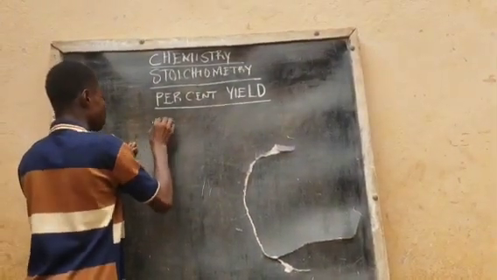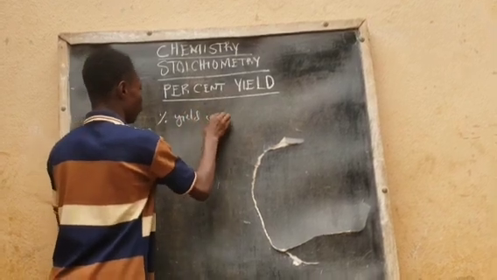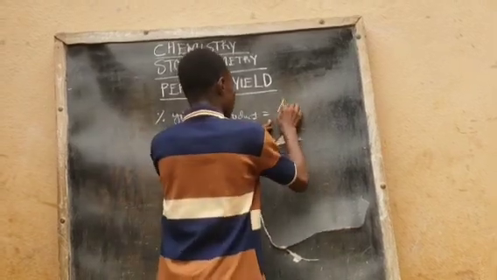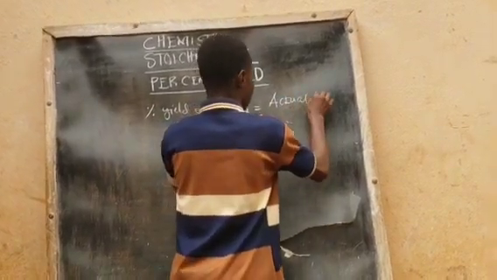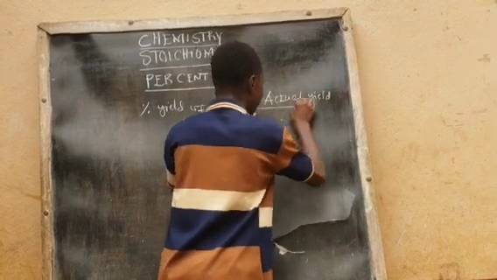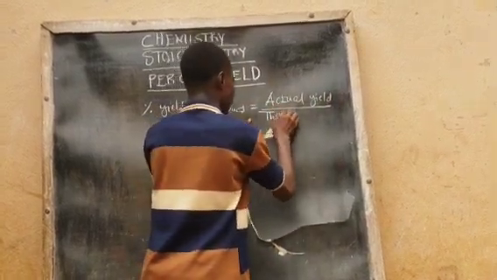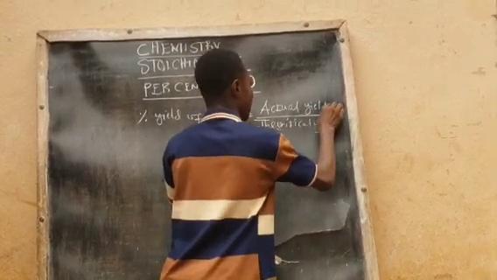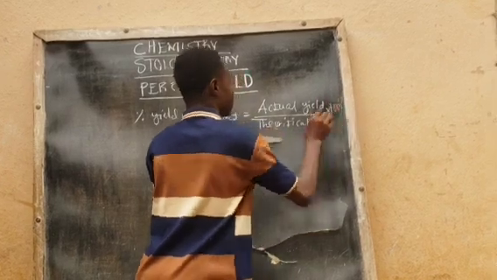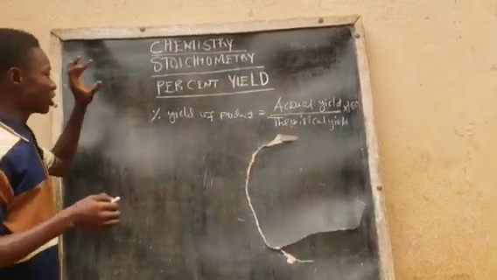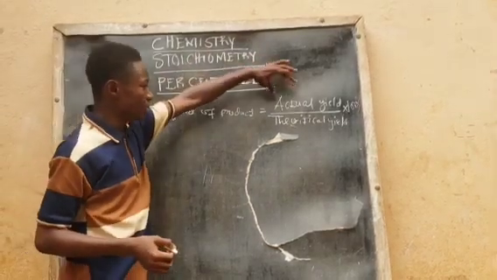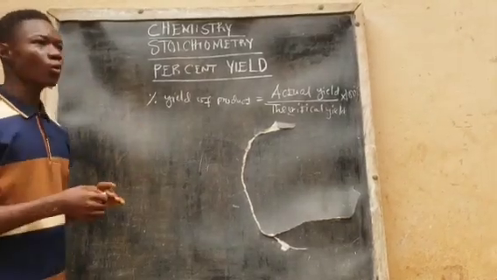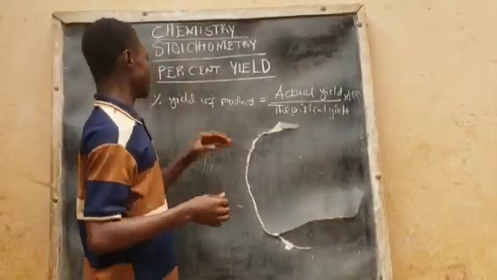Now, we say percentage yield of product is equal to actual yield of product divided by theoretical yield of product multiplied by 100%. This is the formula for percentage yield of product. Actual yield divided by what? The theoretical yield, multiplied by 100%.